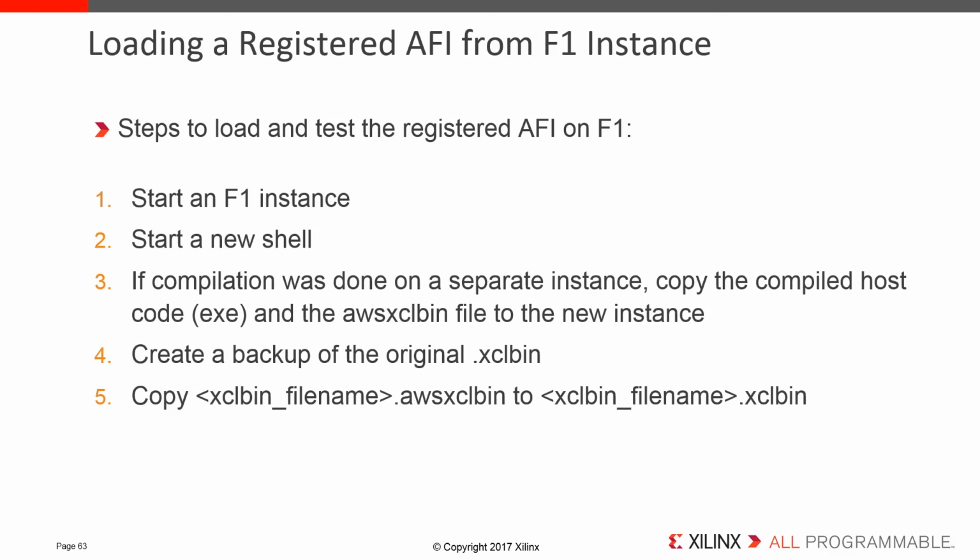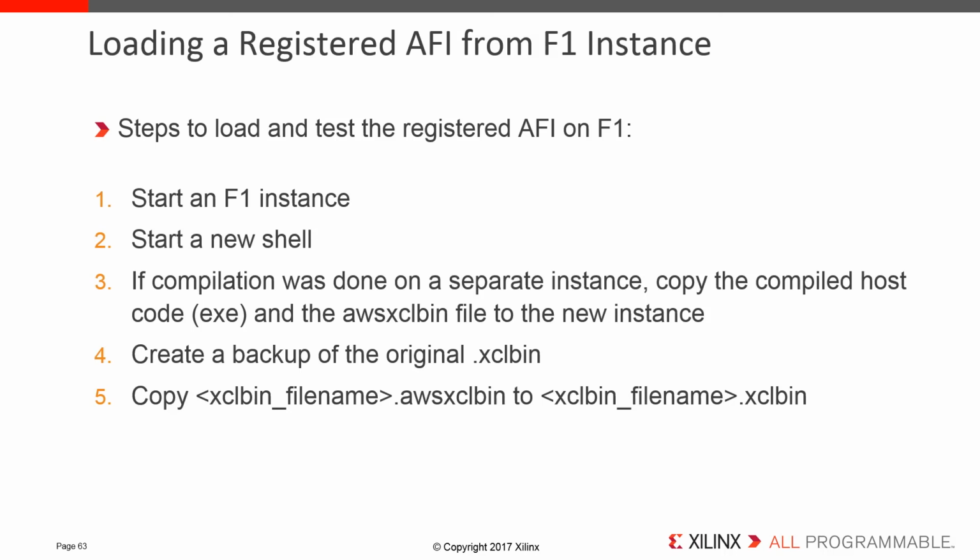Here are the steps to load and test the generated AFI on F1. You will need to start an F1 instance and open a new shell. You will need to have the compiled host code, executable file, and the AWS XCL bin file on the F1 instance. These files may need to be copied to the new F1 instance if they were compiled and generated on a different instance.